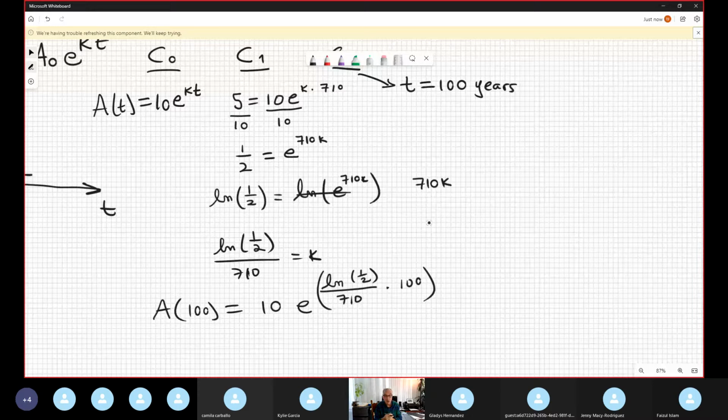Let's do it. Let's do it and round the final answer to the 2 decimal place. Come on, guys. Calculator, everyone.